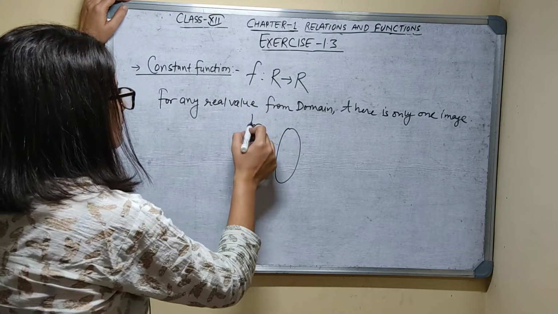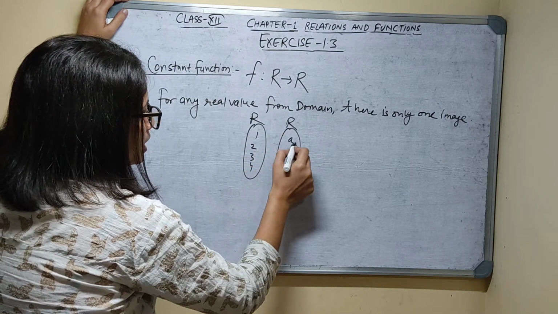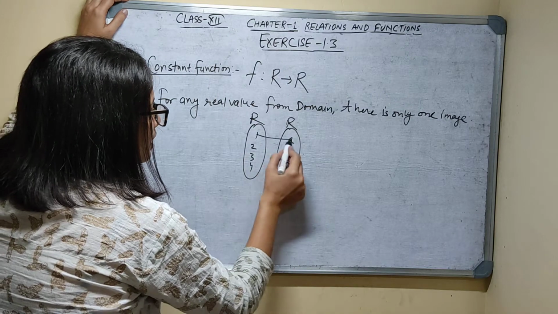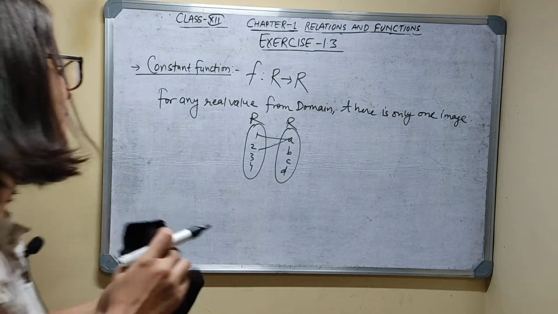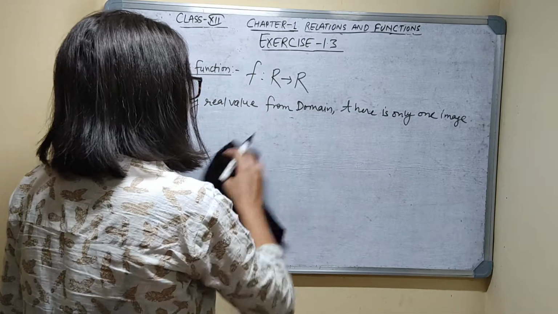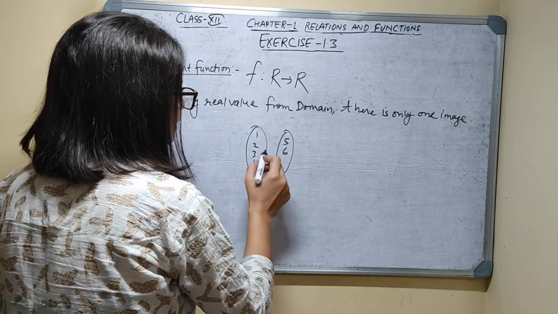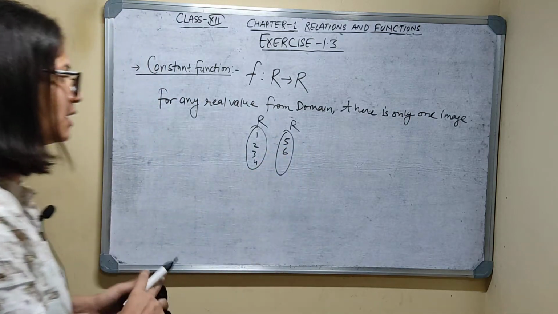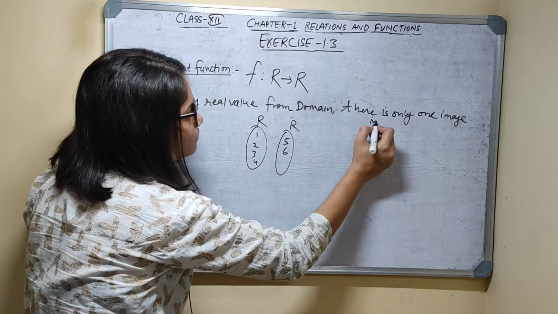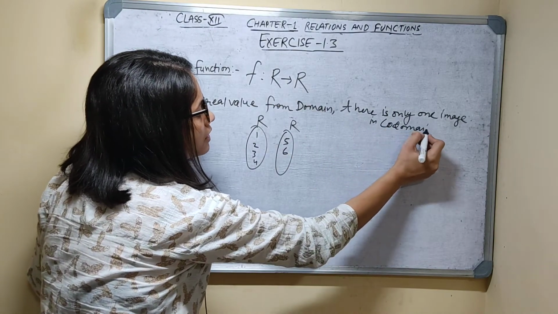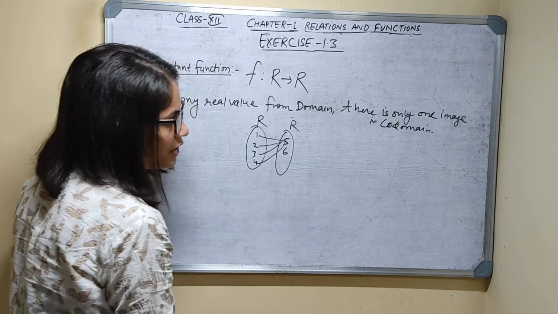I will explain. For any real value from domain, there is only one image. Let's say these are real values 1, 2, 3, 4, and here A, B, C, D. 1 is related to A, 2 is also related to A. Or you can write it the other way also. It will be easy: 1, 2, 3, 4 here, and here 5, 6. So real number to real number. For any real value from domain, there is only one image in codomain. So 1 is related to 5, 2 is also related to 5, 3 is also related to 5, 4 is also related to 5.